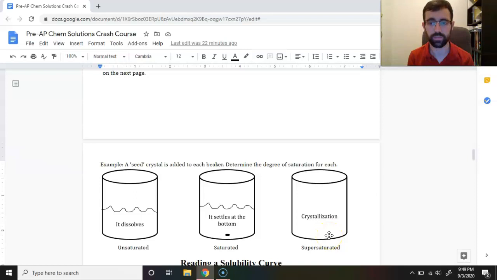Now please note that if you drop a crystal in and a bunch of precipitate falls out, it was a supersaturated solution, but now it is a saturated solution with solute sitting at the bottom. Kind of a weird concept, but once the excess solute falls out of the solution, it's no longer supersaturated. It's now a saturated solution with extra solute sitting at the bottom.